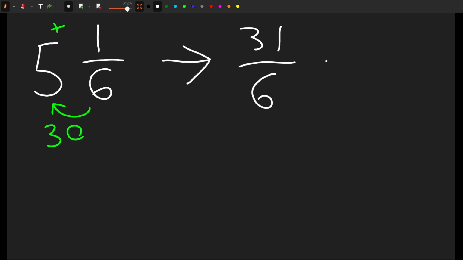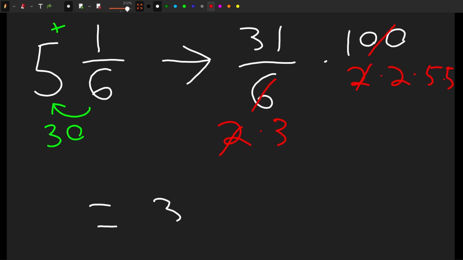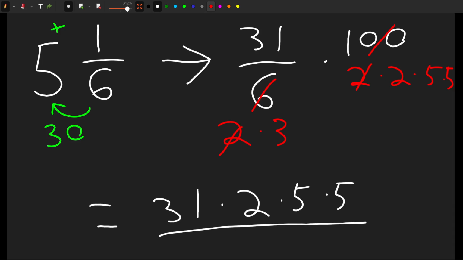And now we can multiply by 100. Again, we know that this is 2 times 3 on bottom, 6 is 2 times 3, 100 is 2 times 2 times 5 times 5. Cancel out the 2's. And so I will be left with, on the top, 31 times 2 times 5 times 5. And on the bottom, I'm dividing by 3.